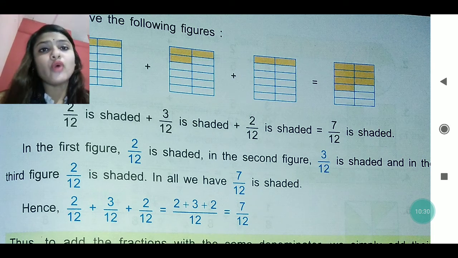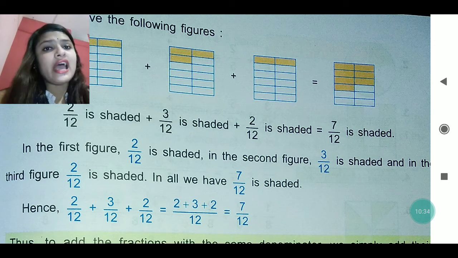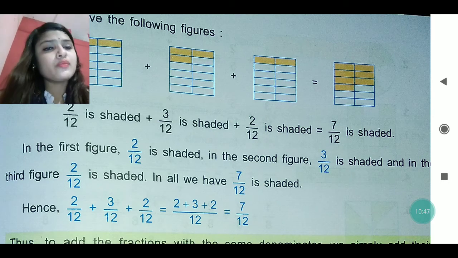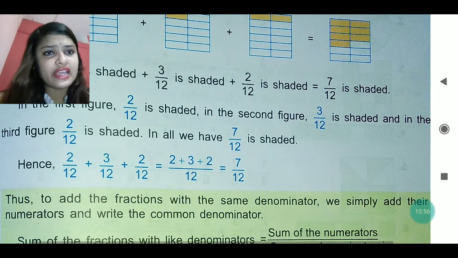Now you have to do what? You have to just write the common denominator, that is 12, and all the numerators you have to add, like 2, 3, 2, and 7 you have to add. So when you add all, then what you will get? 2 plus 3 is 5, plus 2 is 7, and 7 plus 7 is 14. So 14 by 12 you will get. When you add all that, you will get 14 by 12.